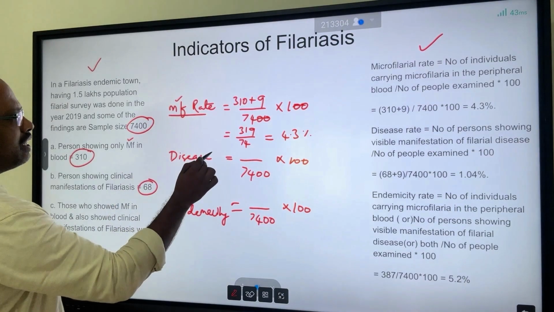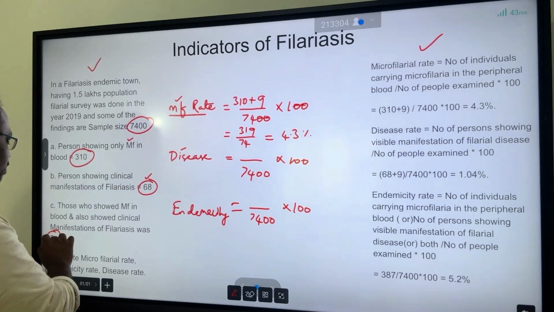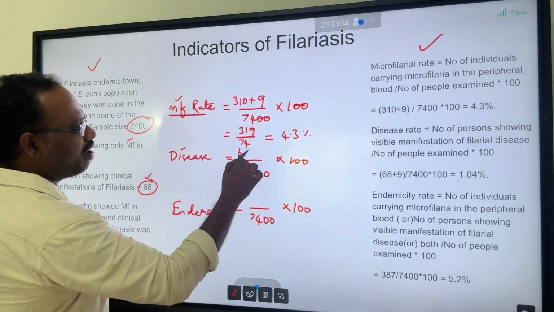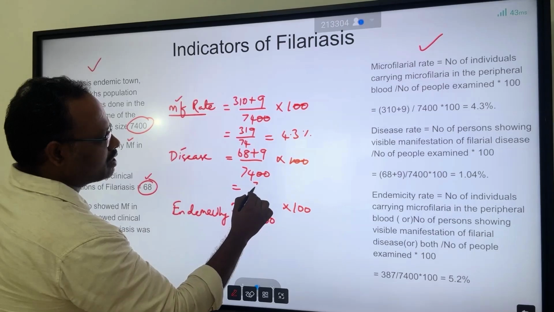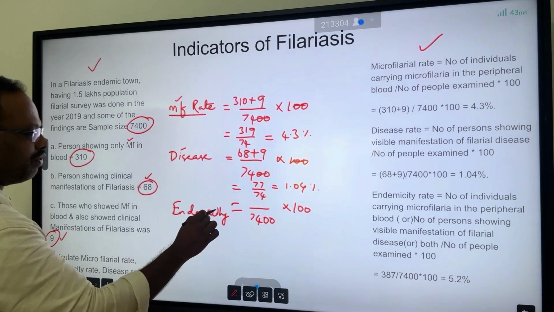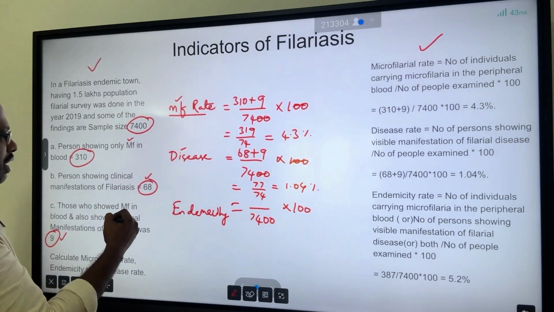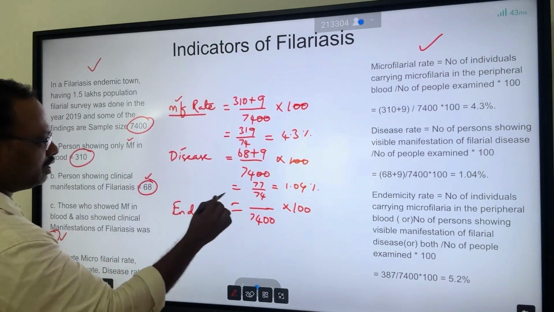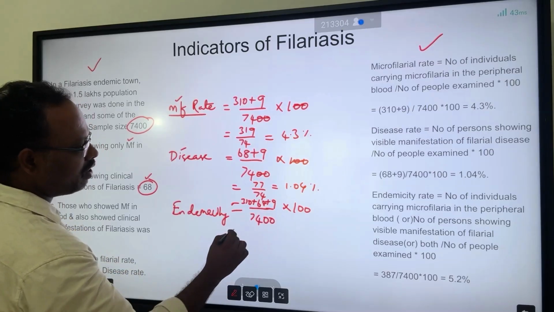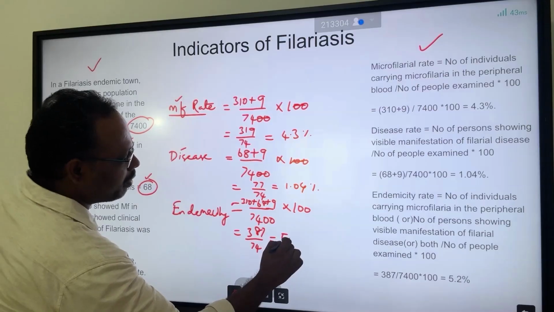Then the next parameter is the disease rate. For disease also, only clinical symptom is 68, and these 9 have shown both the symptoms and also the microfilaria. So we need to have 68 plus 9. It is 77 divided by 7,400. So that is 1.04%. And when it comes to the filarial endemicity, we need to combine all the microfilaria and the filariasis cases. So for that, we need to add the only microfilaria, the only disease, and both symptom and the disease, that is 9. So when we add this, we get 387 divided by 7,400, which will give around 5.2%.